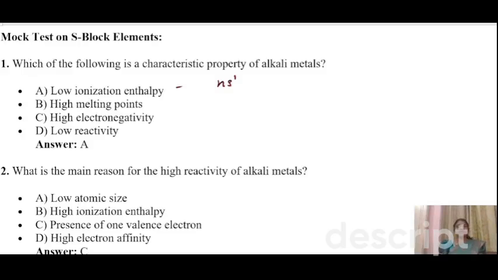And then high melting point. Usually, alkali metals have a low melting point compared to elements in other groups. Therefore, it is not true. High electronegativity: they are electropositive. In the periodic table, the left side is electropositive, and moving from left to right, electropositivity decreases and electronegativity increases. Therefore, they are electropositive and this point is also wrong. And then low reactivity: alkali metals are highly reactive. So the correct answer is low ionization enthalpy.